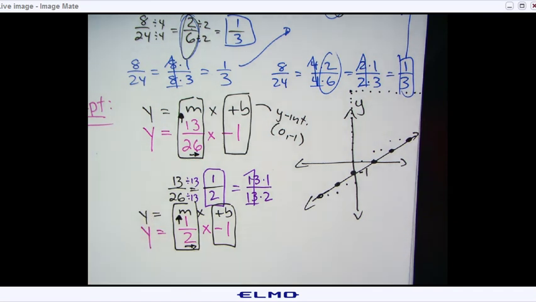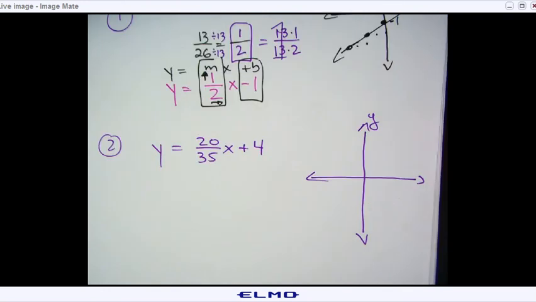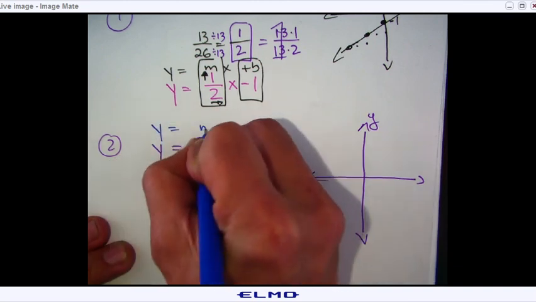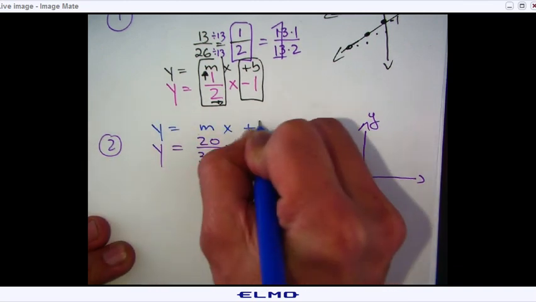All right, equivalent. So I'm going to go ahead and pause it. All right, so here we go. All right. So y is equal to mx plus b.